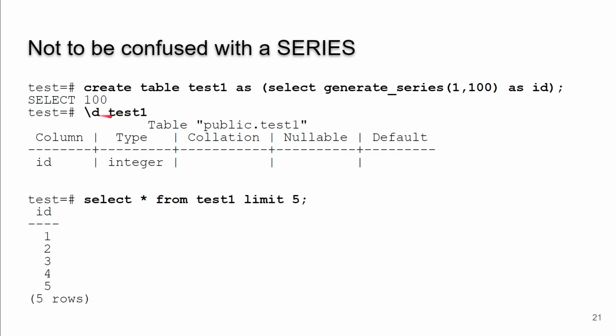And if we do a /d on test1, we see I have a column that's ID. We generate here, and it's an integer. And if we select the values from there, we get 1, 2, 3, 4, 5. Now, this was not automatically advanced by the server. The server created the series and put one record in at a time.